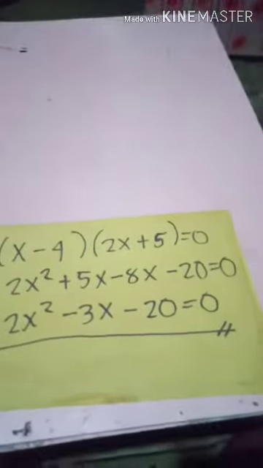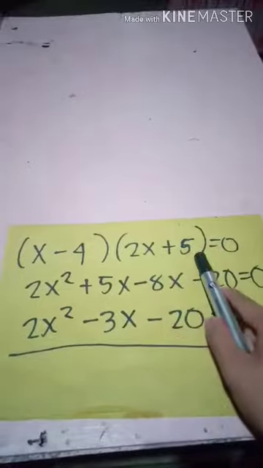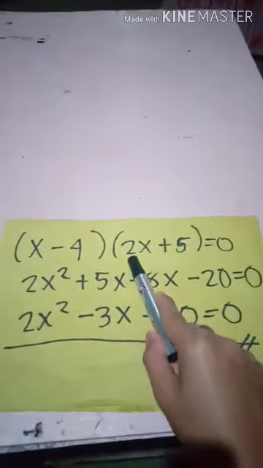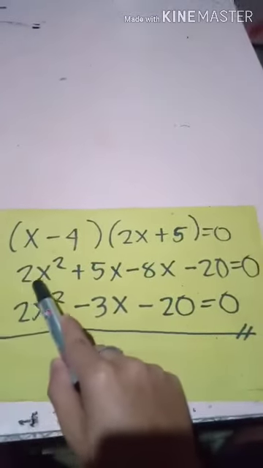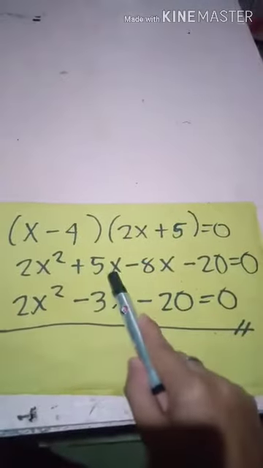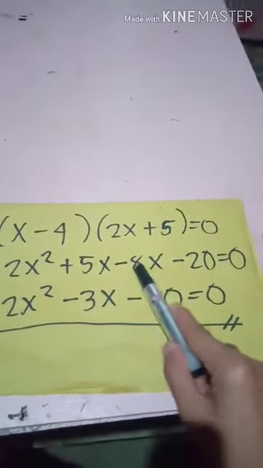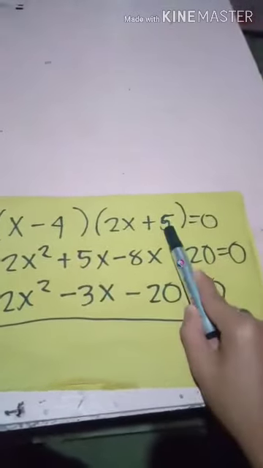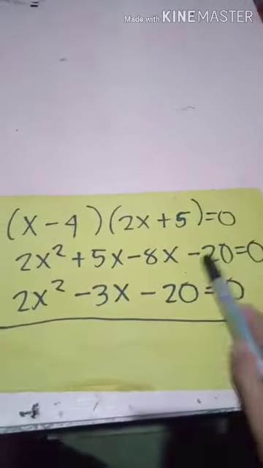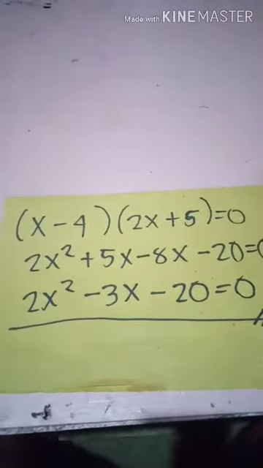Example number 2 in the FOIL method. x minus 4 times 2x plus 5 equals 0. So we distribute: x times 2x is 2x squared, x times positive 5 is 5x, negative 4 times 2x is negative 8x, negative 4 times 5 is negative 20 equals 0.